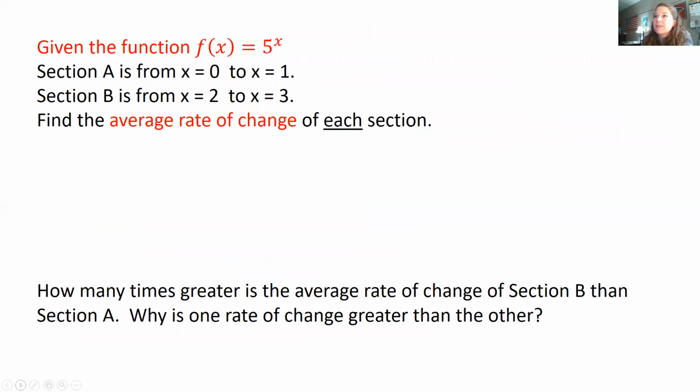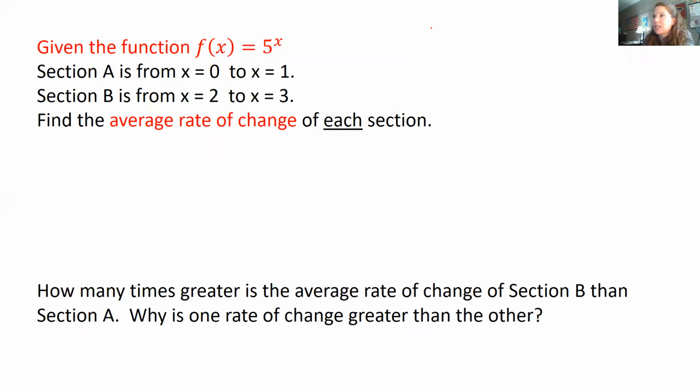All right, so now we're given a function. The function of x is equal to 5 raised to the power of x. It says section A is from x equals 0 to x equals 1, and section B is from x equals 2 to x equals 3. Find the average rate of change of each section.